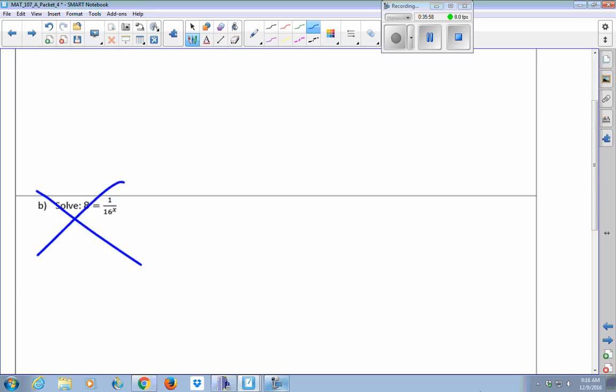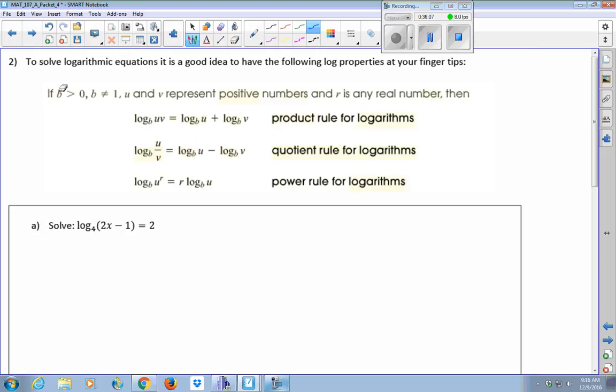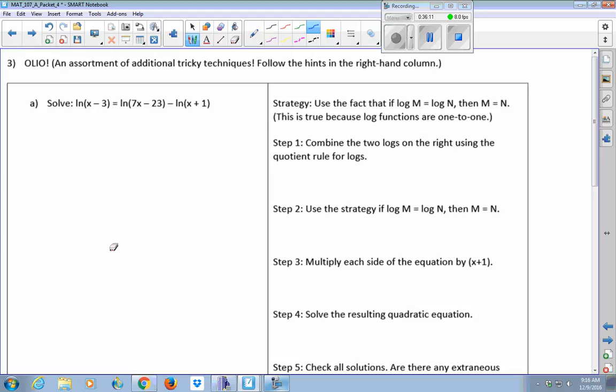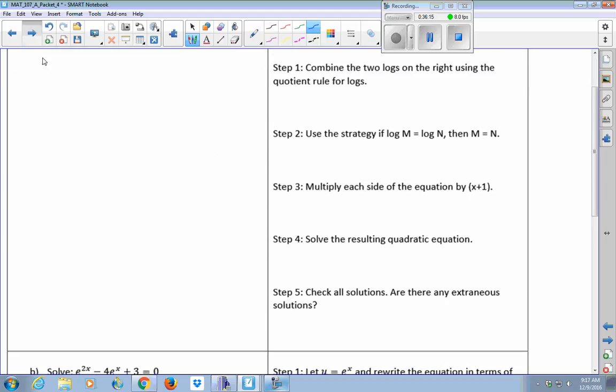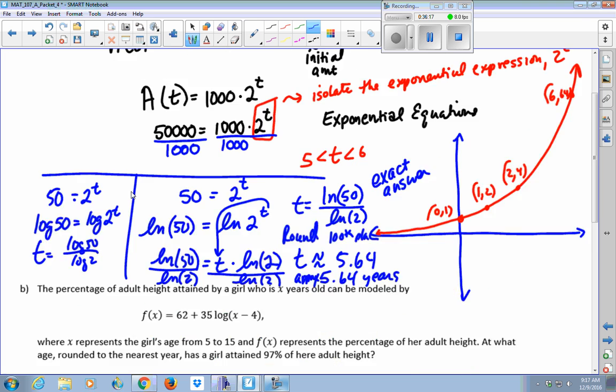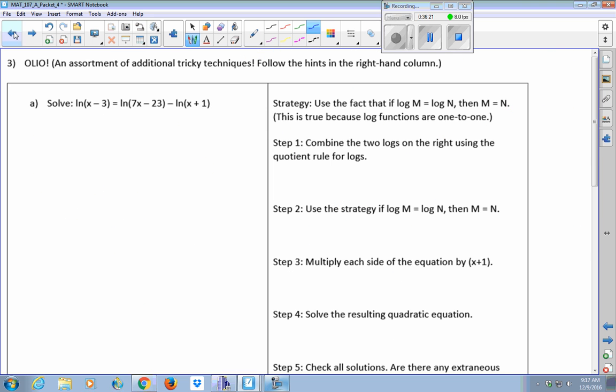Cross off this one, and here's another exponential equation that you're going to need to use your logs with. And then after that, you have some log equations, and then I call this section oleo, which mixes things up a little bit. They're a little harder. We've already done the application problem, and here's another application problem. So you have 35 minutes. I think that's plenty of time.